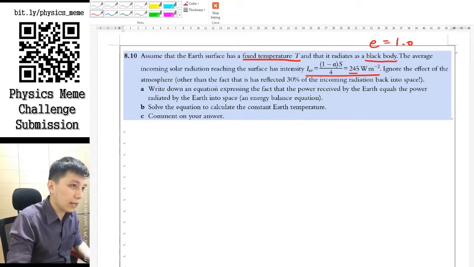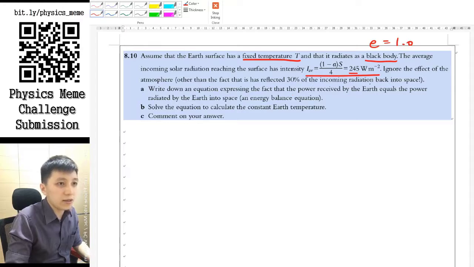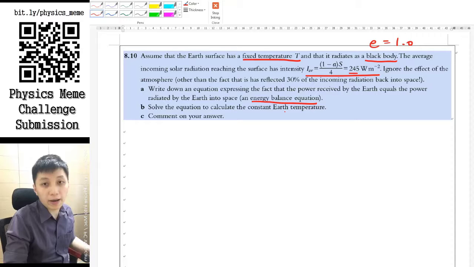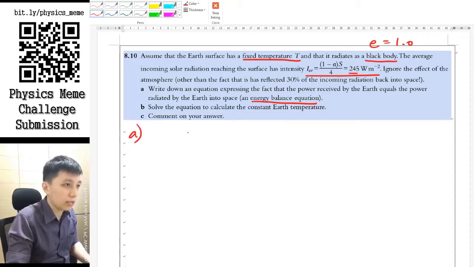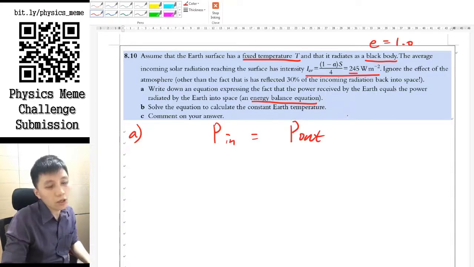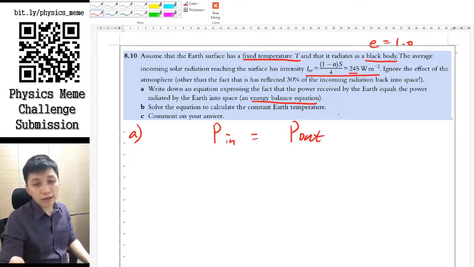And it asks you to write down the equation expressing the fact that the energy will be balanced, or the power will be balanced. So the way that I would like to do it is I will start with power in equal to power out. So this is my hint. If you'd like to try it yourself, please pause the video now and try it.